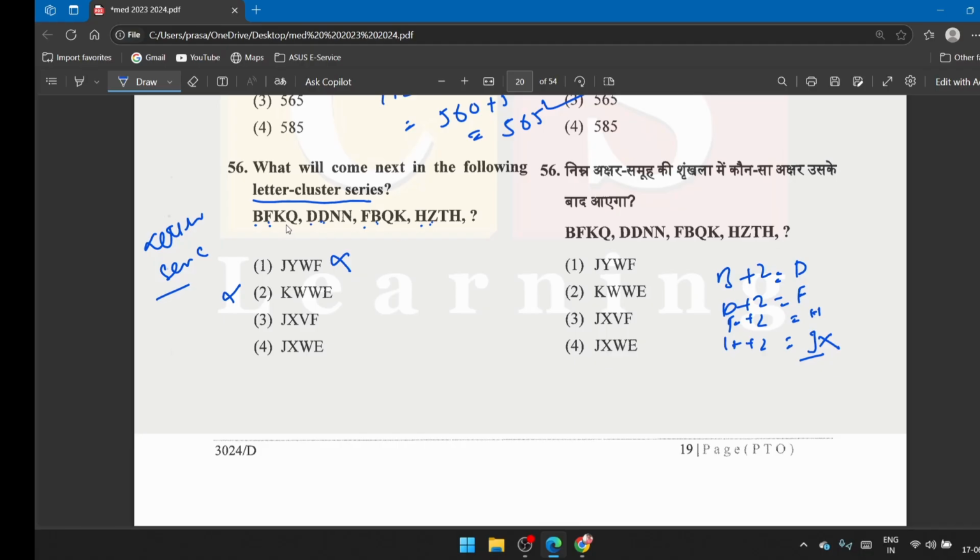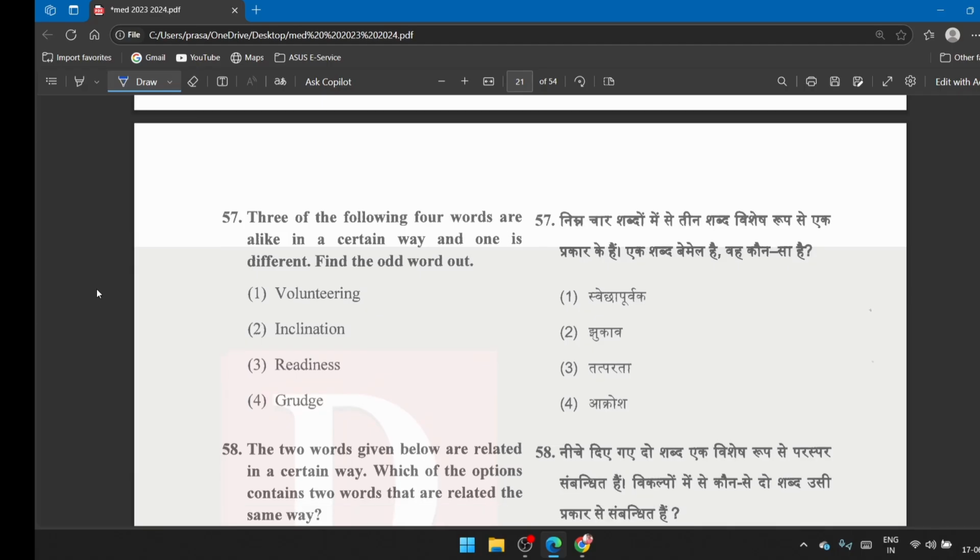यहाँ पे क्या है? K N Q T. तो K के बाद क्या है? K L M के बाद N, दैट इज +3. ओके. N के बाद क्या है? O P के बाद Q. सिमिलरली Q के बाद क्या है? Q के बाद R S के बाद T. तो T के बाद क्या हो जाएगा? U V के बाद W. तो W will be the answer. That is J X W E. That is option 4. Next question.